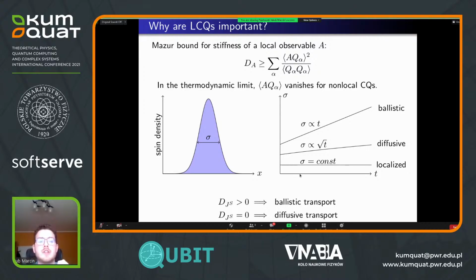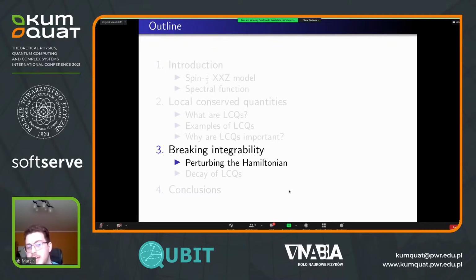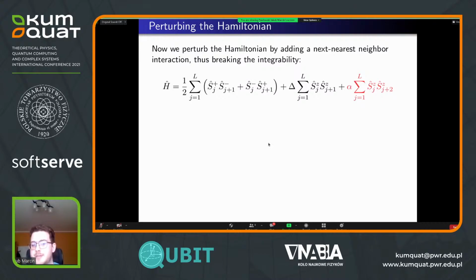Okay, so now we know what the local conserved quantities are. We know some examples. We know why they are important. So now let's break everything and perturb the Hamiltonian. We do that by adding a next nearest neighbor interaction. So for arbitrary small parameter alpha, our Hamiltonian becomes non-integrable.